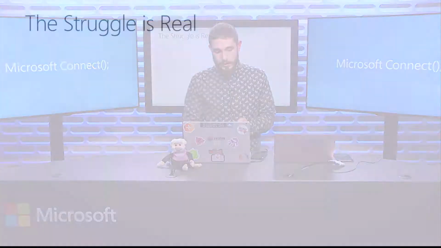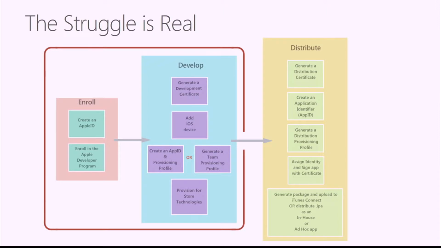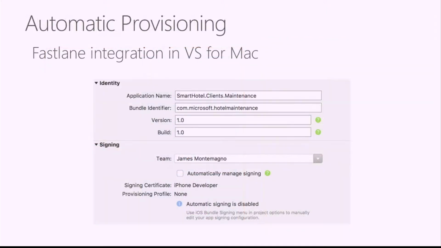The struggle to do this on Android isn't so much, but the struggle is definitely real on iOS, where you have to worry about provisioning profiles, enrolling your machine, development, distributing. And you have to do this for both iOS development, ad hoc, in-house, and distribution. And you have to go back and forth between the portal and Visual Studio, back and forth and back and forth. Well, that is why we have integrated an amazing tool chain called Fastlane directly into Visual Studio for Mac. And we've optimized this in the latest version and introduced automatic signing of your application powered by Fastlane.